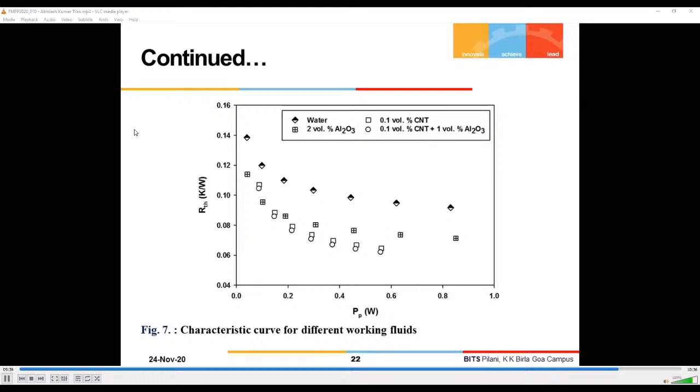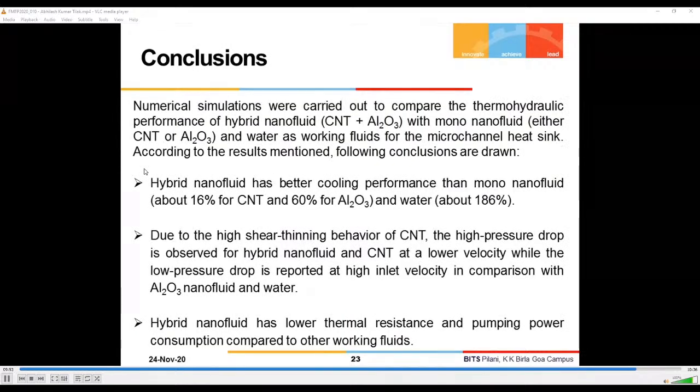From characteristic curves, we also get the information about the preeminence of the hybrid nanofluid over the mono nanofluid as well as the water as the working fluid. Now coming to the conclusions, the numerical simulations were carried out to compare the thermohydraulic performance of hybrid nanofluid with mono nanofluid, either alumina or CNT, and water as working fluid for the microchannel heatsink. According to the results mentioned, the conclusions are drawn that the hybrid nanofluid has better cooling performance.